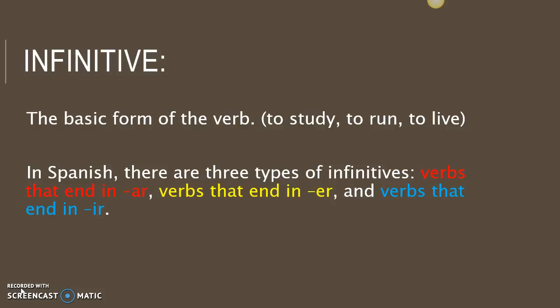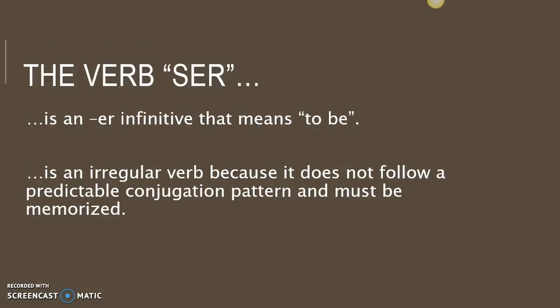In Spanish, there are three types of infinitives: verbs that end in AR, verbs that end in ER, and verbs that end in IR. The verb ser is an ER infinitive that means to be. It is also an irregular verb because it does not follow a predictable conjugation pattern and must be memorized.